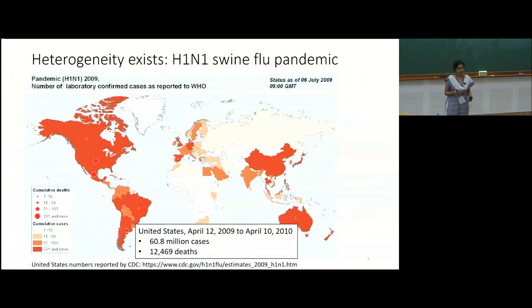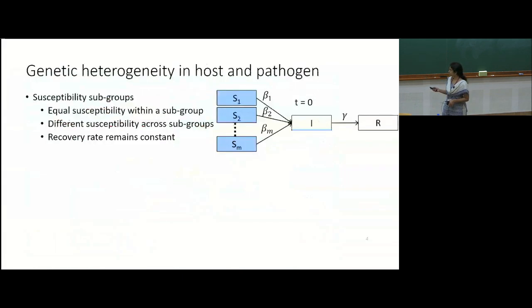It could be that there is heterogeneity at the host level, that different people have different susceptibility to the pathogen. It could be heterogeneity at the pathogen level. The virus might have mutated as it went from one country to the other. It could also be heterogeneity in spatial mixing. Different countries might be more densely or less densely populated. In this work, we focus on genetic heterogeneity, both at the host and at the pathogen level.